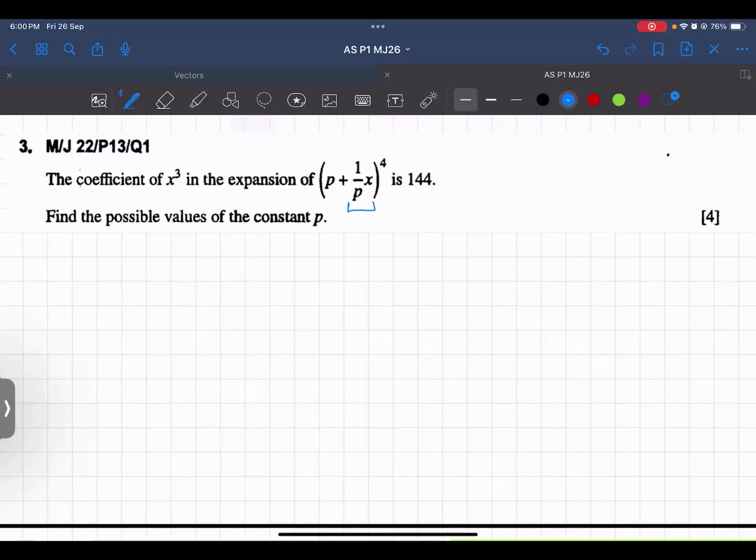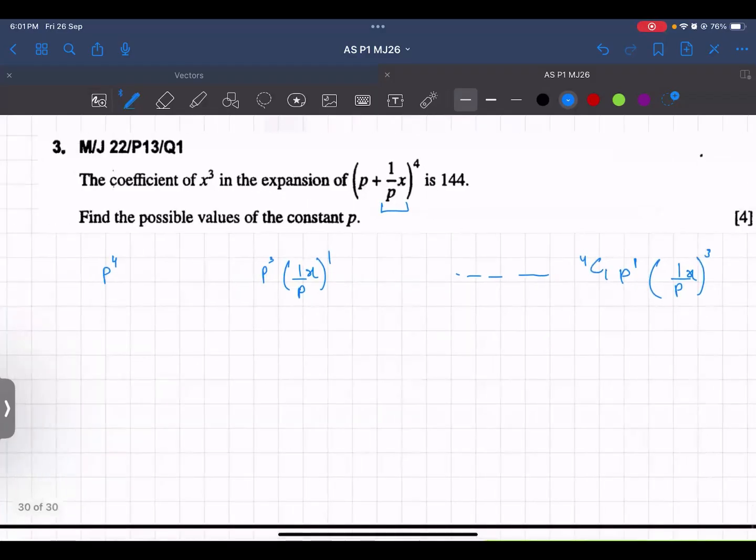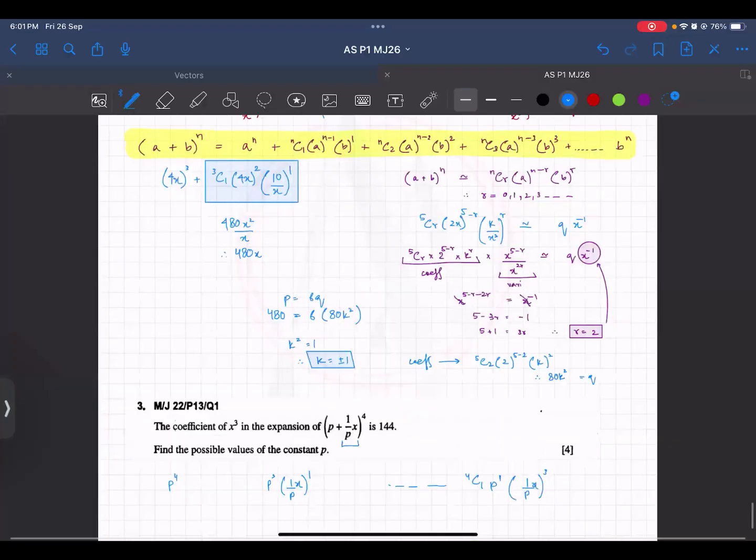So we know how it starts. It starts with p power 4, and then it would be p power 3, 1 upon p x power 1. Similarly, it will go up until we want 1 upon p x power 3. So p power will become 1, and it will be 4c1. We know that the powers of A keep on decreasing. It was p power 4, then p power 3, then 2, then 1.